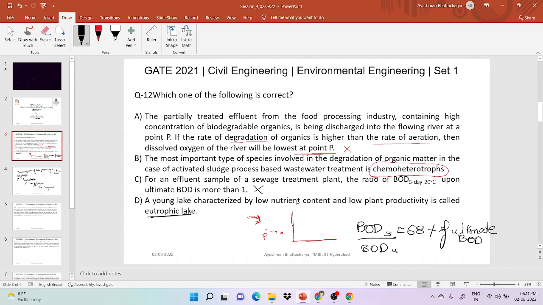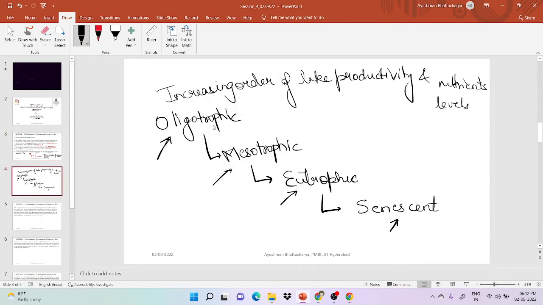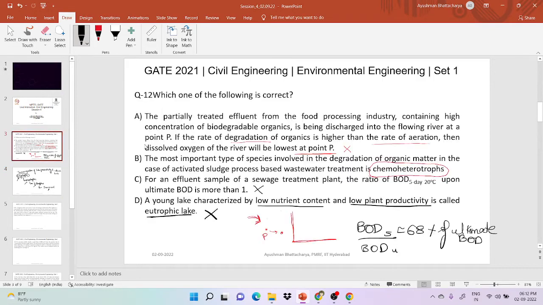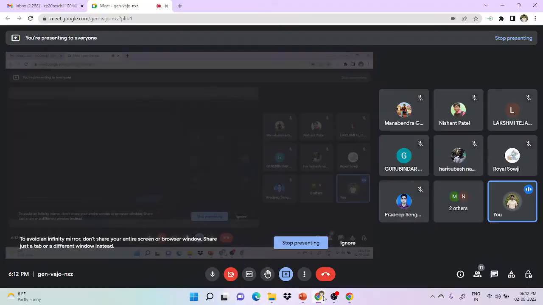But in the question they have mentioned that a young lake characterized by low nutrient content and low plant productivity is eutrophic. It is not eutrophic, it will be oligotrophic. As I just mentioned, based on the increasing order of lake productivity and nutrient level, lakes are categorized into oligotrophic, mesotrophic, eutrophic, and senescent. So oligotrophic will have the lowest lake productivity and nutrient level. So among all the options, option B will be correct. I hope it is clear. Question number 1 is clear to everyone.